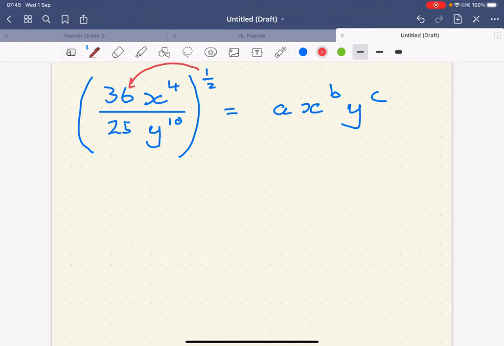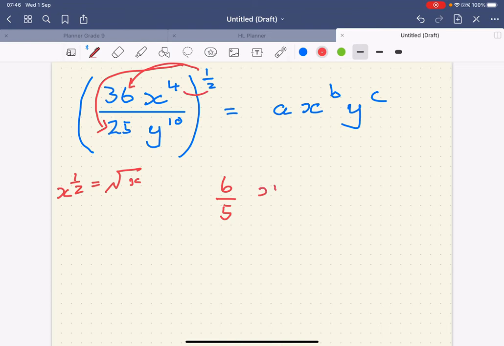Now the power of a half is the same as square rooting. So if I have x to the power of a half, it's the same as square rooting. So 36 to the power of a half, that gives me 6, the square root of 36. Now I've also got to do 25 to the power of a half, so that's the square root of 25, which is 5. In here, it's not 4 to the power of a half, but 4 times a half.